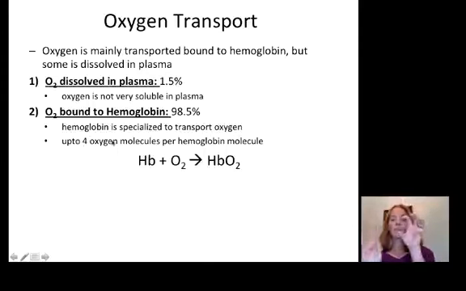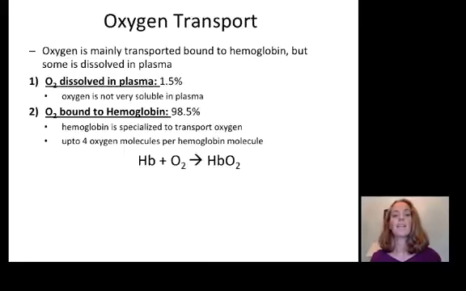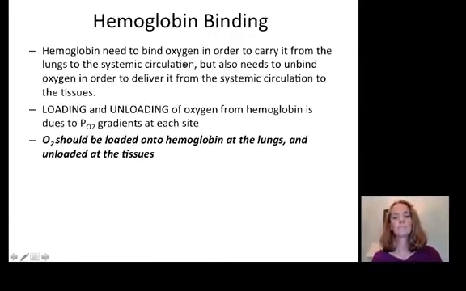So remember for the hemoglobin that you had 4, I'll show it in a second, you had 4 subunits of hemoglobin. Each of those 4 subunits can carry an oxygen molecule. So here's the reaction, hemoglobin plus oxygen makes oxygenated hemoglobin. So hemoglobin needs to bind oxygen in order to carry it from the lungs throughout the body. It also needs to unbind oxygen to deliver it from the circulation to the tissues.